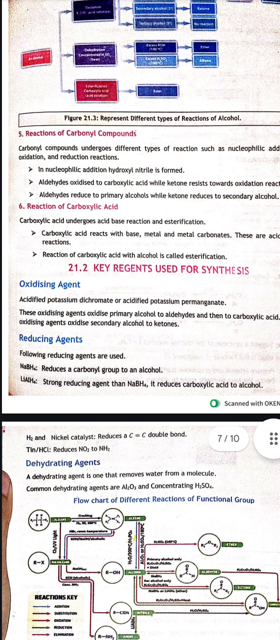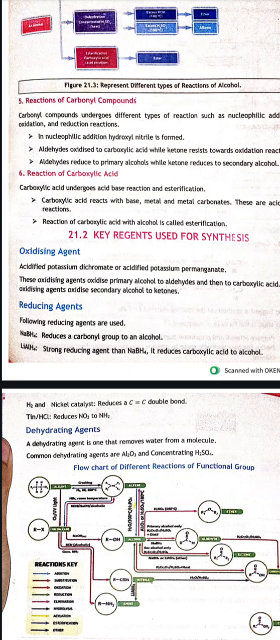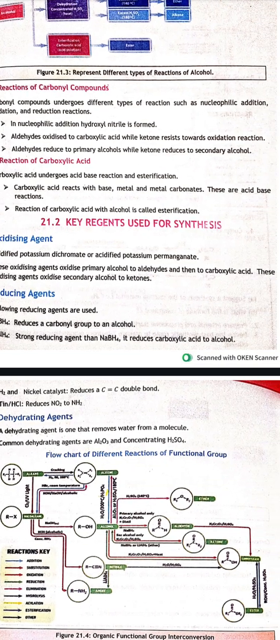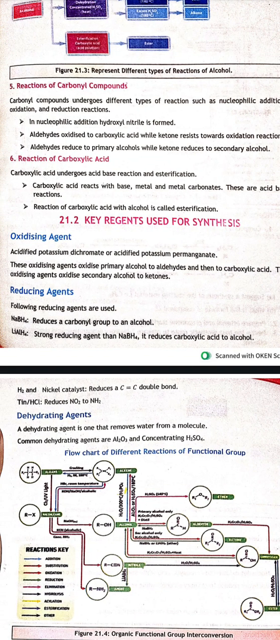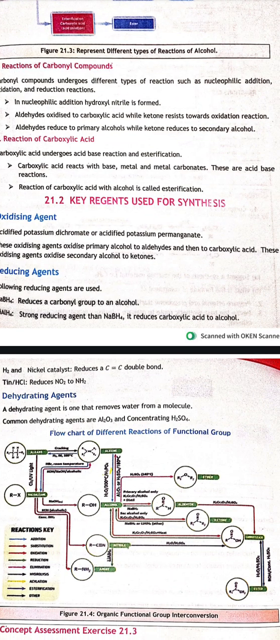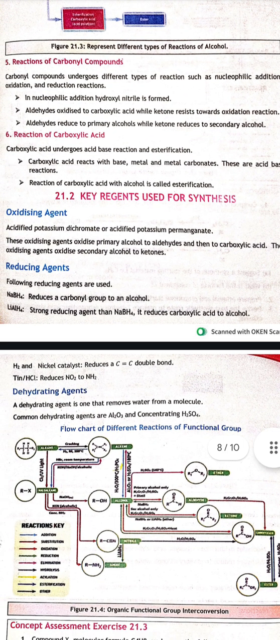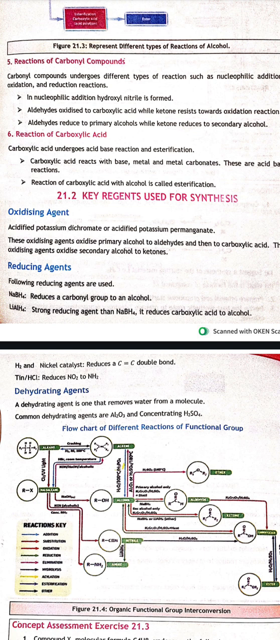Reactions of carbonyl group compounds. Carbonyl compounds undergo different types of reactions like nucleophilic addition, oxidation and reduction. In nucleophilic addition, hydroxynitrile is formed. Aldehydes oxidize to carboxylic acids while ketones resist oxidation. Aldehydes reduce to primary alcohols while ketones reduce to secondary alcohols. So when oxidation happens, aldehydes oxidize to carboxylic acids and ketones don't oxidize, while when reduction happens, aldehydes are reduced to primary and ketones are reduced to secondary alcohols.